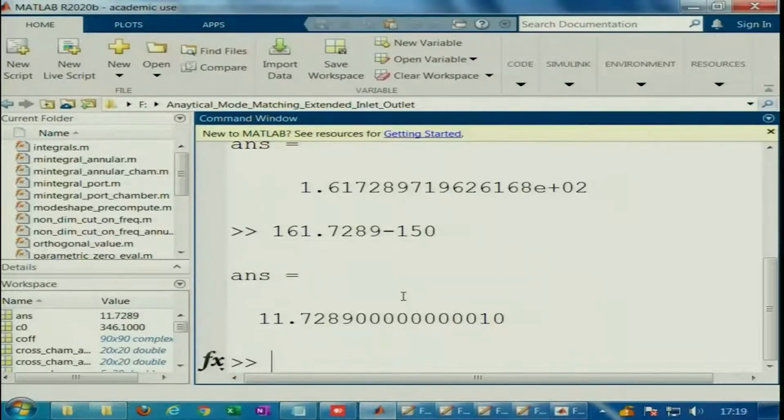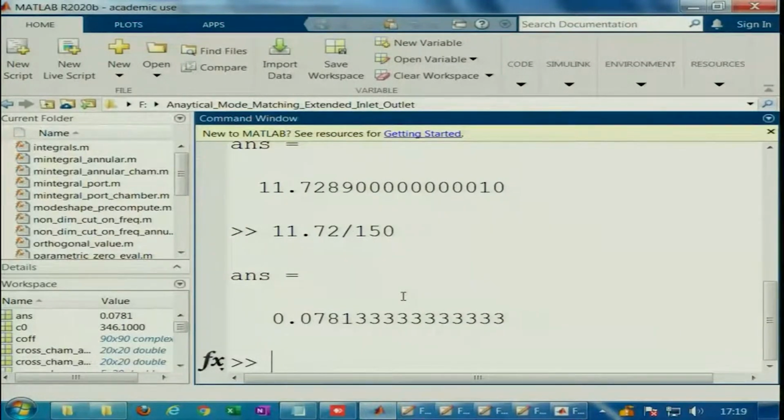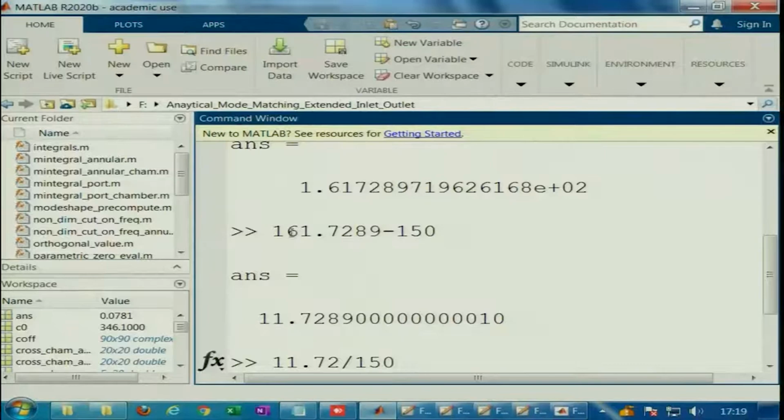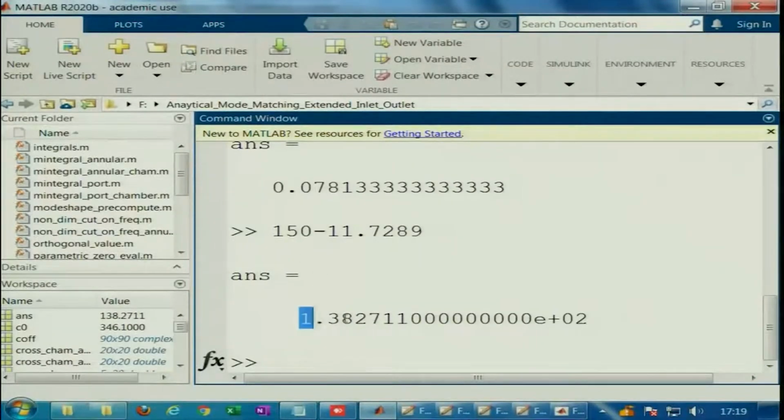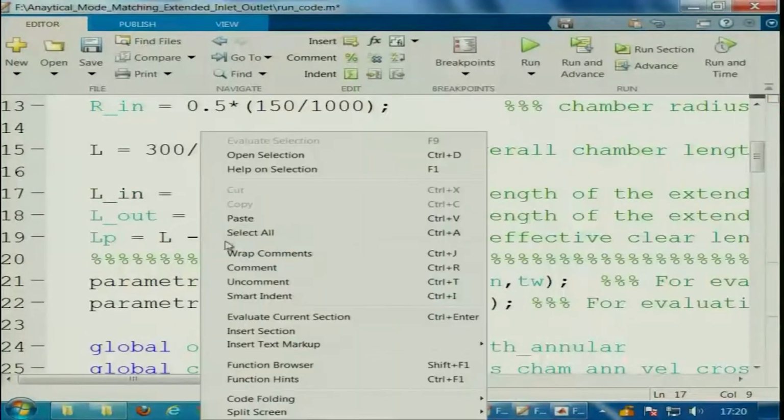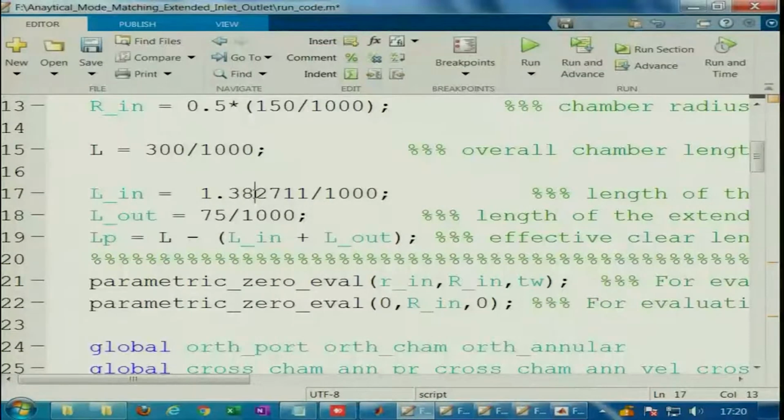So, roughly, if you have an extension of physical length 150 mm, the acoustic or effective length is a bit more, about 11 mm more. So, 11.72 divided by 150, about 7.8% more. Basically, what we do is subtract this 11.7289, which gives 138.2711. We can put this value here, and you can just get rid of this one.